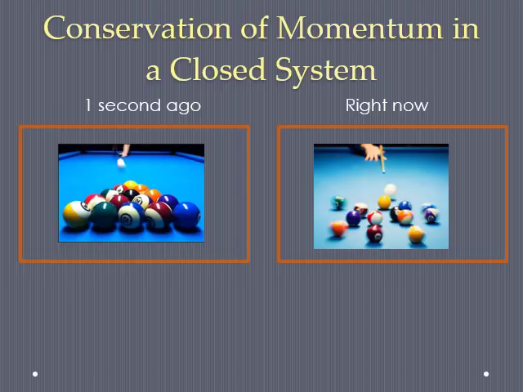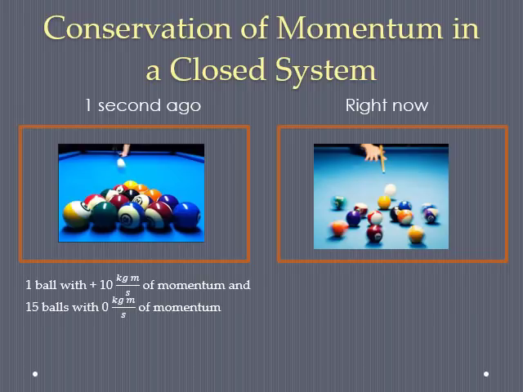And the momentum in that system is going to be the same whether we're talking about 1 second ago or right now, basically right after that white ball hits all the rest of the balls. So that means we've got to have the same total momentum in that system, or sigma p in these systems, at any time, whether it's before that ball hits or after.